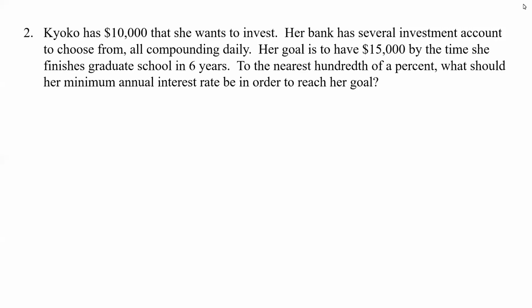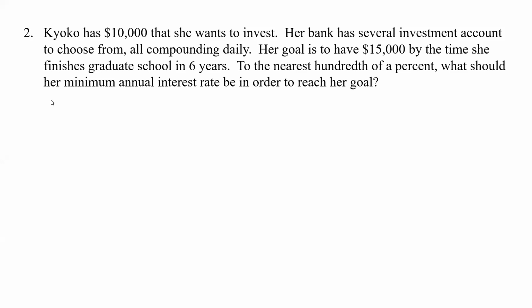Okay, here are a few more example problems. Kyoko had $10,000 that she wanted to invest. Her bank had several investment accounts to choose from, all compounding daily. Her goal is to have $15,000 by the time she finishes graduate school in 6 years. To the nearest hundredth of a percent, what should her minimum annual interest rate be in order to reach her goal?